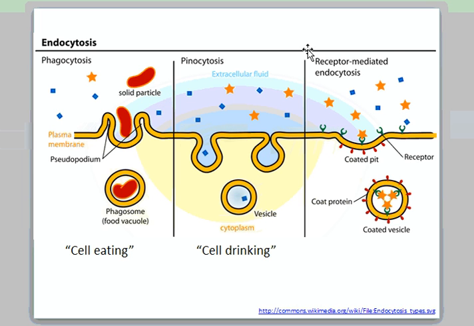And then on the end, we have receptor-mediated endocytosis. This is when we just want to bring in very specific things. So you can see these little receptors on the end here are trying to grab the straws. Once we have enough, we make the vesicle and bring it inside the cell.